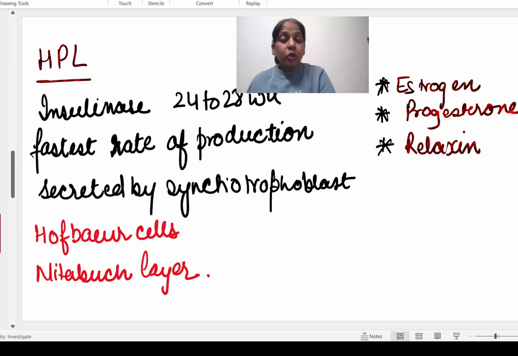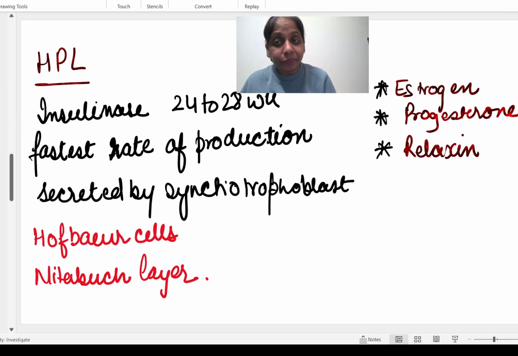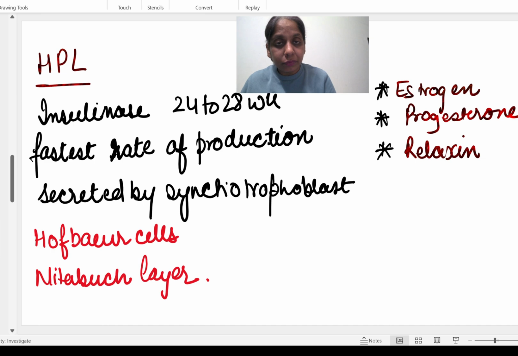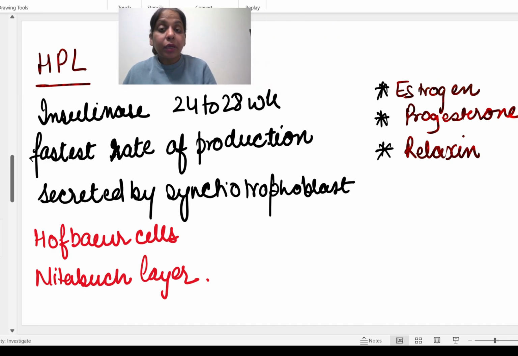Okay. So the other hormones which are synthesized by the placenta are estrogen, progesterone, and relaxin. Relaxin is synthesized by both corpus luteum and placenta, and only in pregnancy.